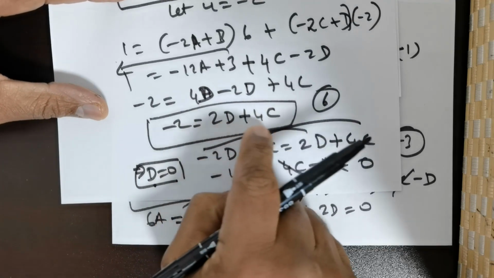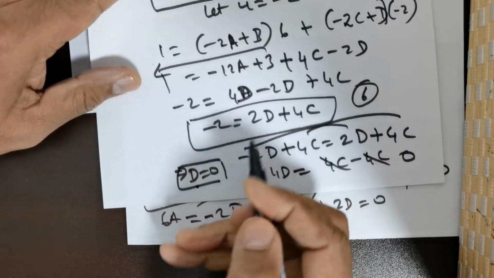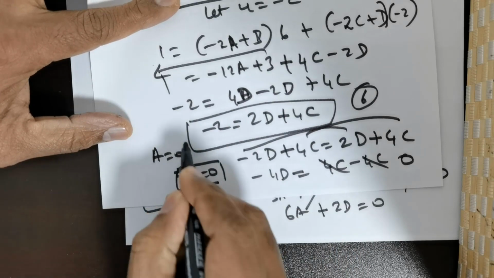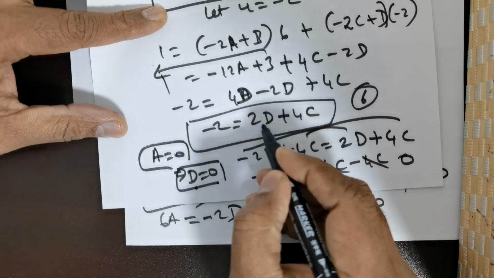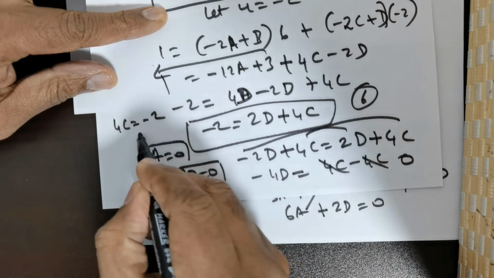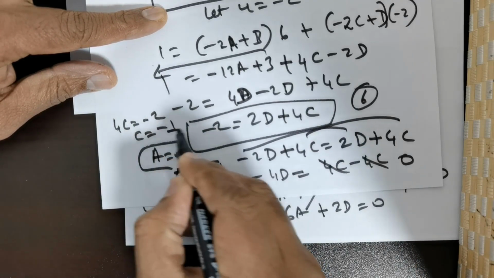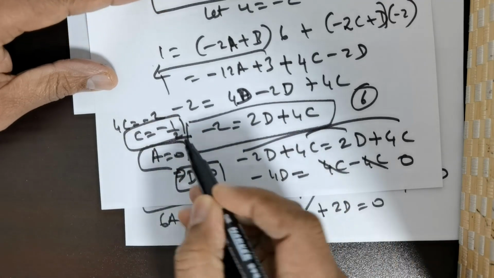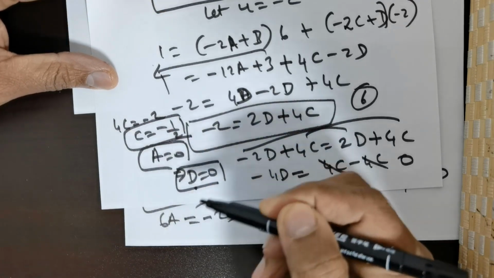D is equal to 0, then this will mean a is equal to 0. Okay, and then d is equal to 0. This in turn would mean 4c is equal to negative 2 and c is equal to negative 1 over 2. Wow, beautiful. Right? This is one of the ways to find the values. There are other ways also.